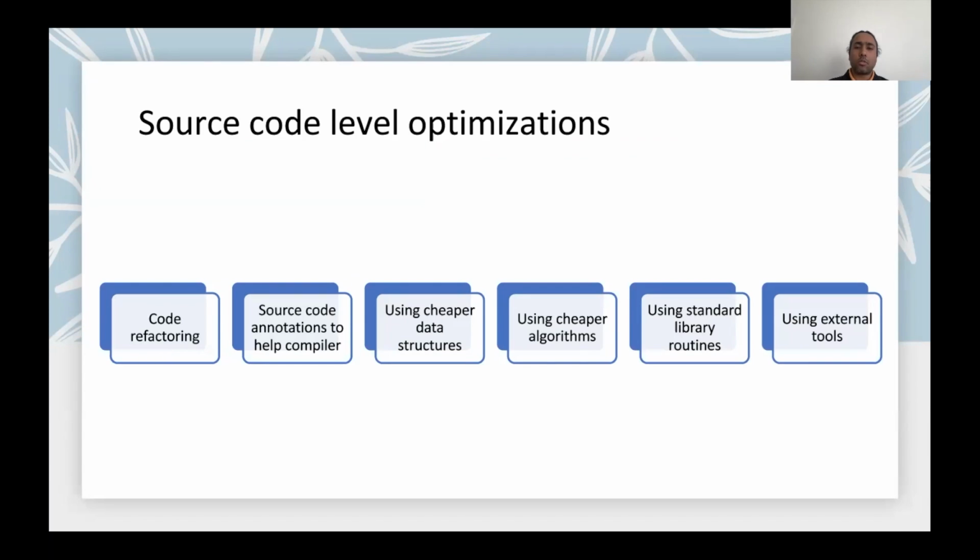Moving on to source code level optimizations. I'll talk about 6 different techniques, and I'll try to go through them slightly quicker. First one is code refactoring, then source code annotations, then moving on to more interesting ones like cheaper data structures and algorithms, and then using certain standard library routines and tools that can help reduce code size.